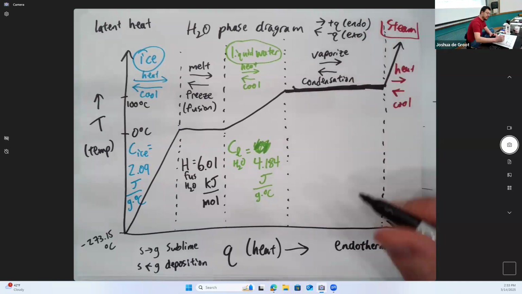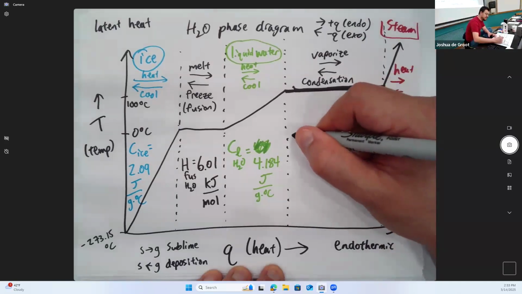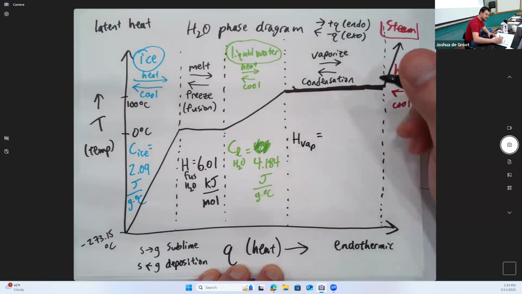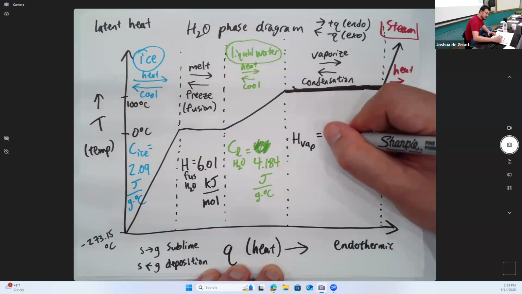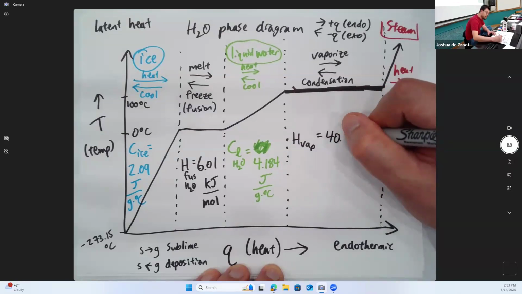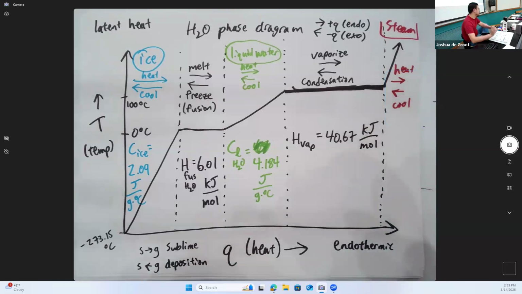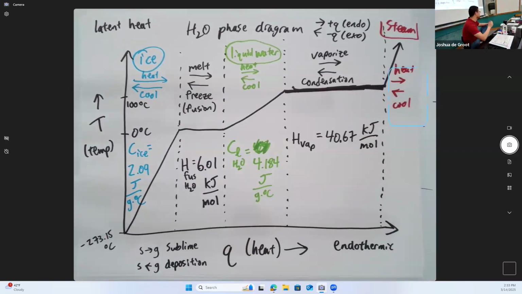Let's go to the vaporization or condensation. The H of vaporization is, now look out for this gigantic number, 40.67 kilojoules per mole. These numbers don't mean so much by themselves. They mean more when you compare them to each other, in my opinion.